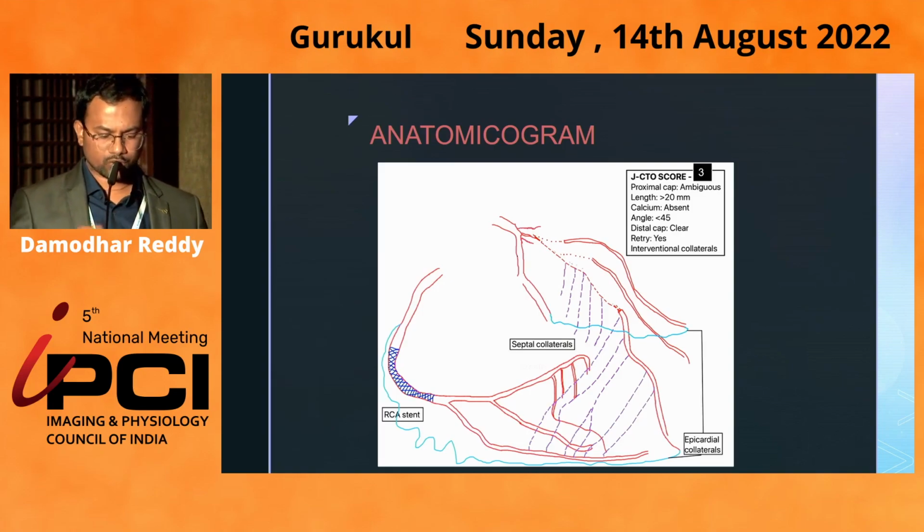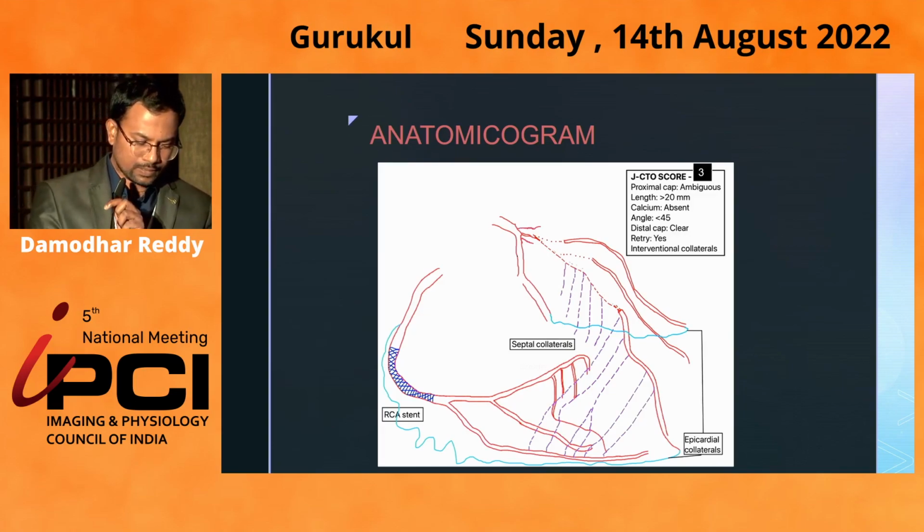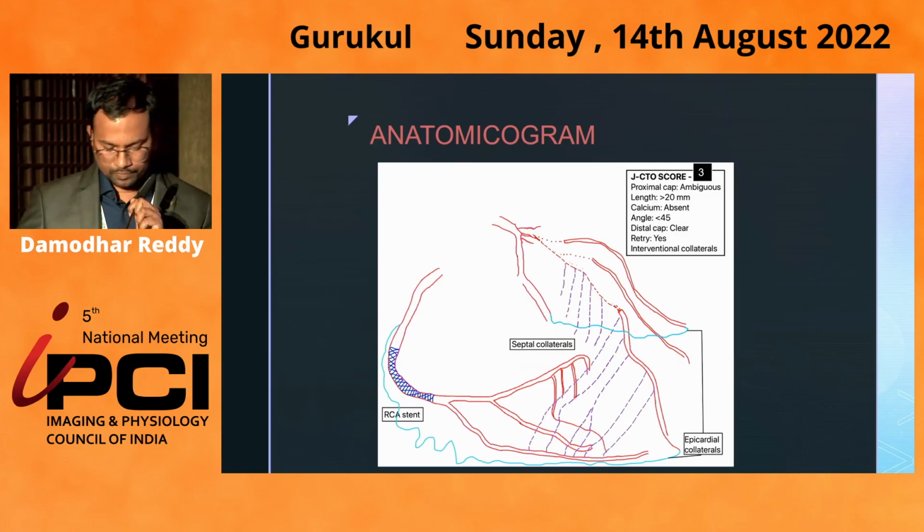And in this angiogram, we can clearly see there are septal collaterals from the distal RCA filling the LAD. Also, you can see epicardial collaterals from the LCX, which is filling the diagonal. And you can see these two diagonals are joining the CTO segment. We are not able to see the origin of both the diagonals.